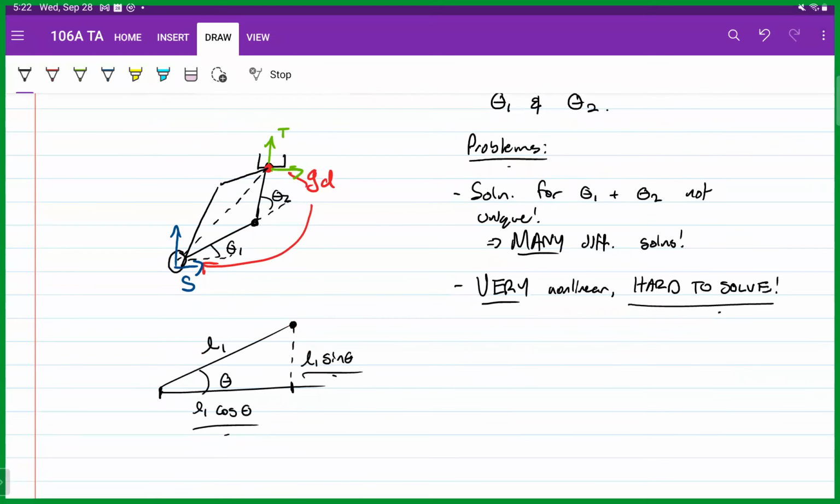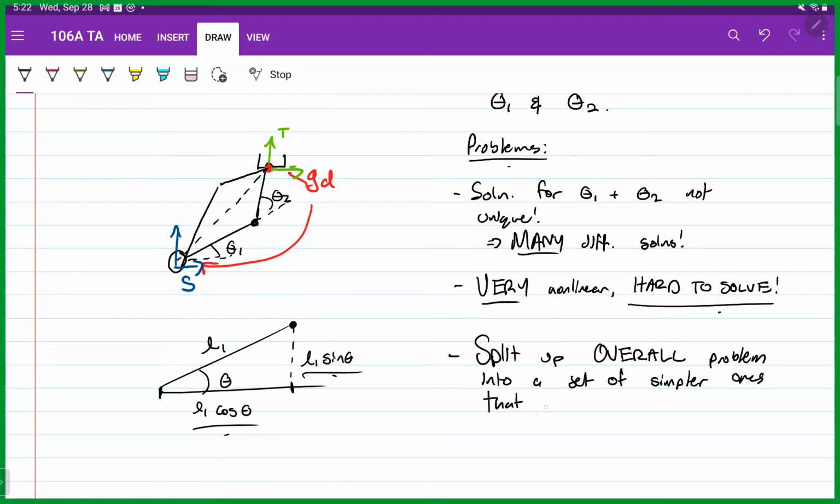All right. So our general strategy is we're going to try and break up these big complicated problems into a set of smaller problems, which you guys have probably checked out if you did the homework. So what we're saying is we're going to split up our overall problem into a set of simpler ones that we know how to solve.